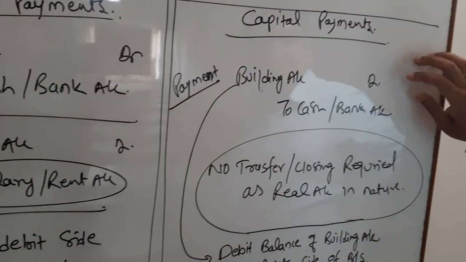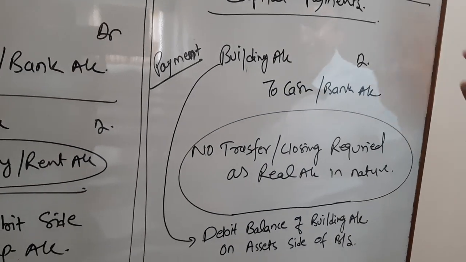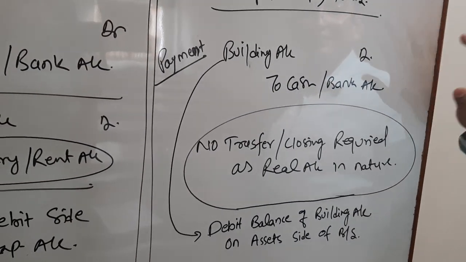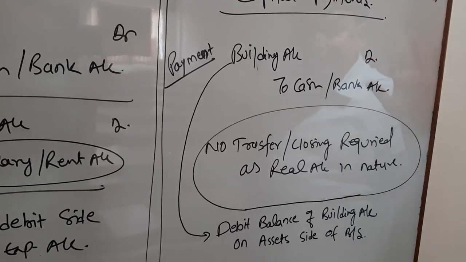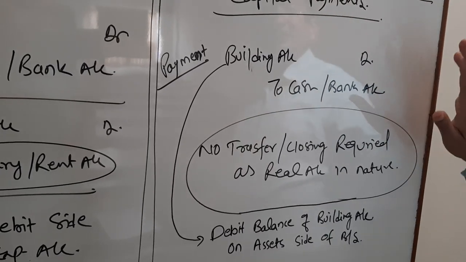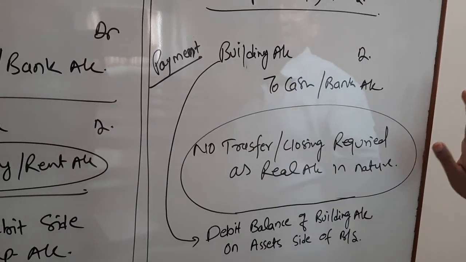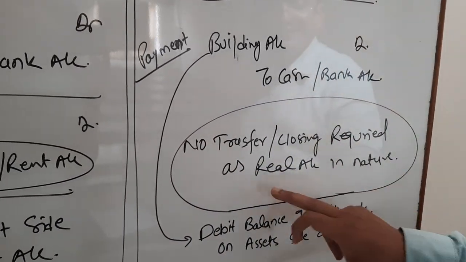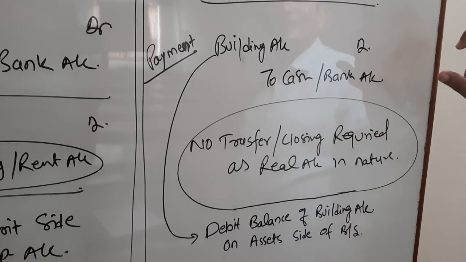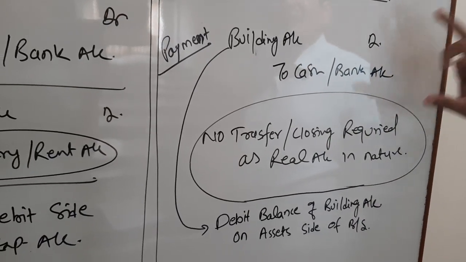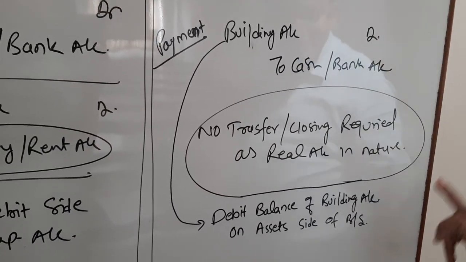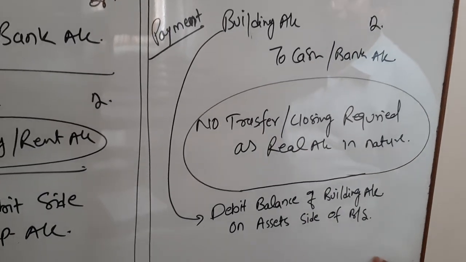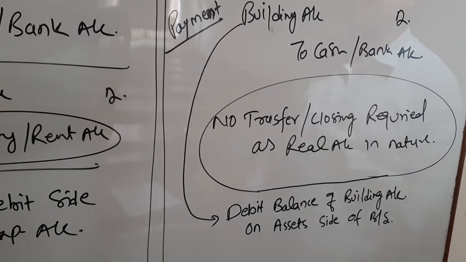Now this building account is an asset, a real account in nature. These are not to be closed and transferred, as it is a real account in nature. The debit balance of this building will be shown on the asset side of the balance sheet.